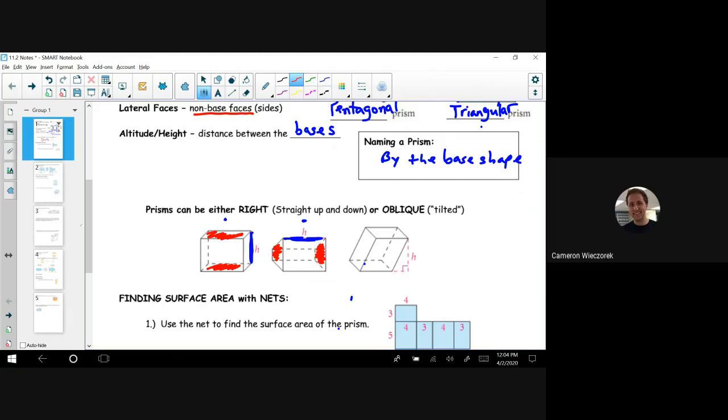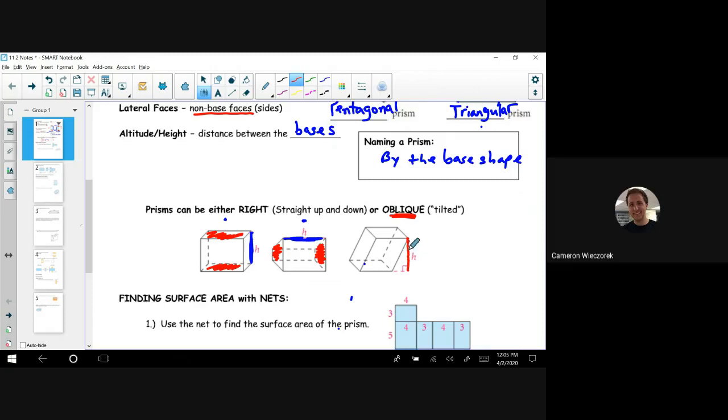Everything is stacked nicely up and down or side to side, whereas in this one that you see over here, it's tilted. Think of a CD stack where you slide all the CDs a little bit to the right or the left. Whenever you have one of these tilted prisms, this is what we call an oblique prism. And for the oblique prism, unfortunately, none of the side lengths are perpendicular to the ground, so that height has to be dropped outside the figure.